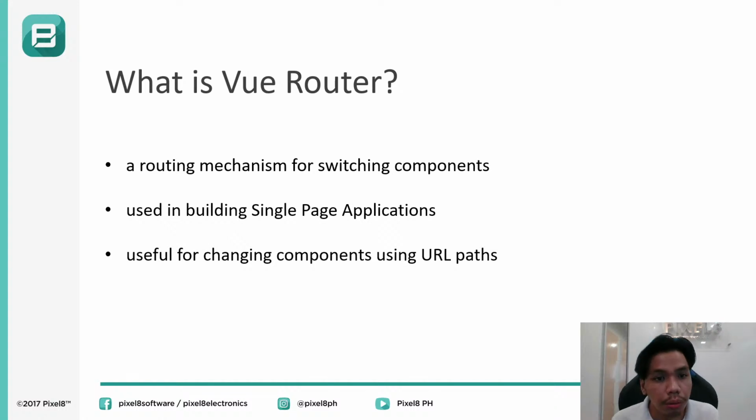So, what do we mean by routing? Imagine you have a URL that says something.something.com/home, right? That home itself is bound to a single component which is declared in our router section later on. So that is how Vue Router works.